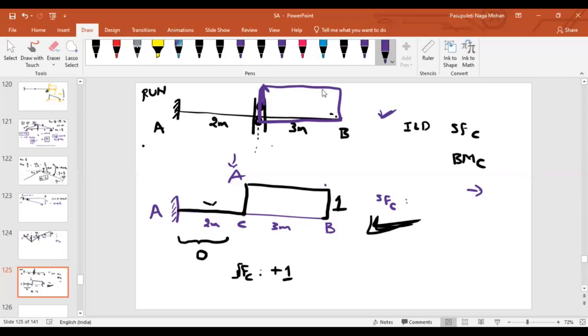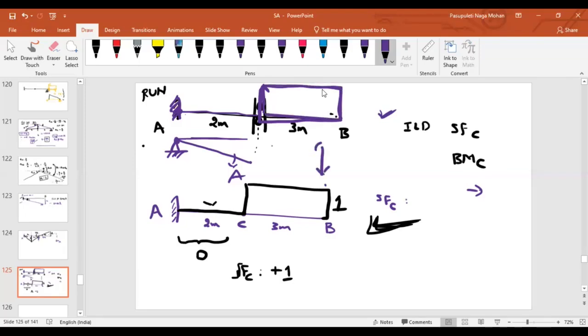What about the left side part? This is a fixed support, isn't it? It will allow neither deflection nor rotation. Then this part will not be deflected. If it were a simple support, the deflection is 0, then the portion might deflect like this. But as it is a fixed support, the slope is also equal to 0. That means this won't deflect anywhere. So the ILD for the shear force is just this rectangular box.